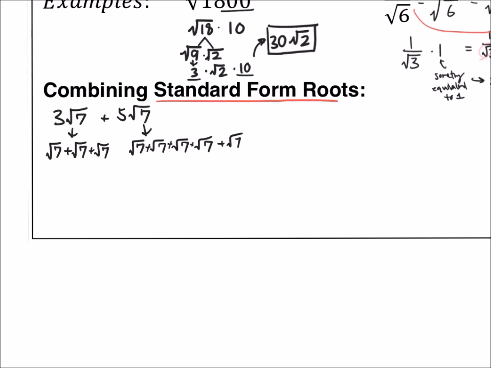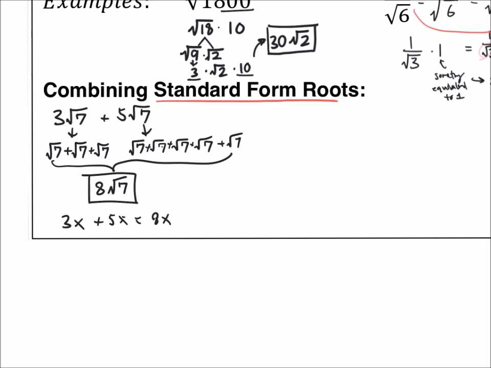And so when we add them all up, there's 1, 2, 3, 4, 5, 6, 7, 8 of them. So we can say there are 8 radical 7s here. So basically, it's like adding 3x plus 5x. You can add them together and get 8x. 3 radical 7 plus 5 radical 7 is the same as 8 radical 7.